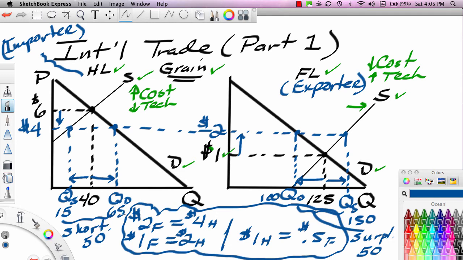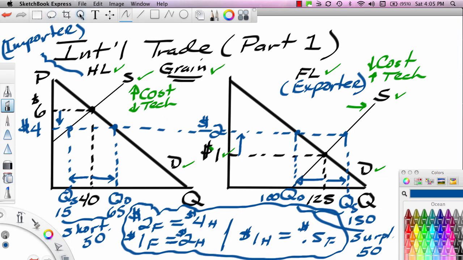Okay? So we see then that the importer runs a what? The importer runs a shortage and the exporter runs a surplus. And the exporter will produce that surplus and then ship it to the importer who will buy that surplus. And that in the end, the world market will be in equilibrium. In fact, let me go ahead and show that to you.